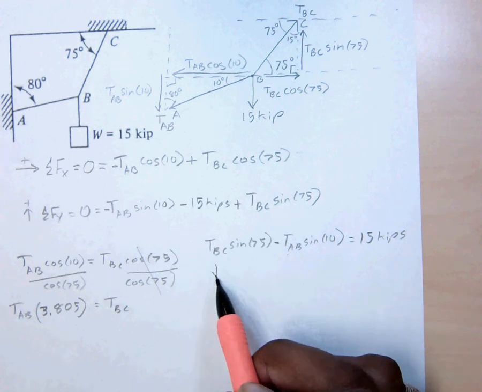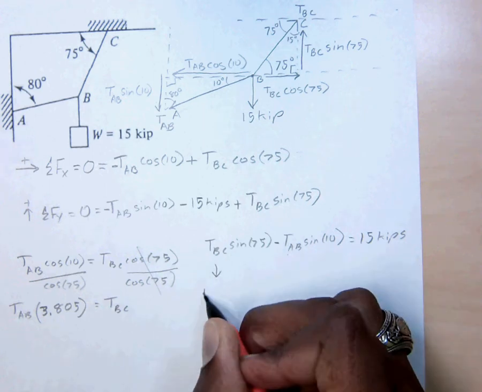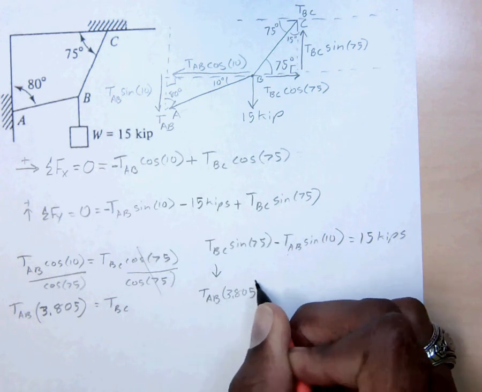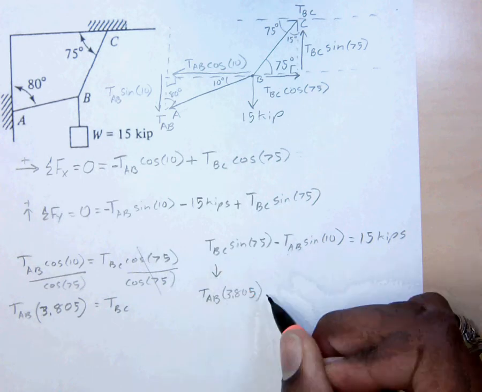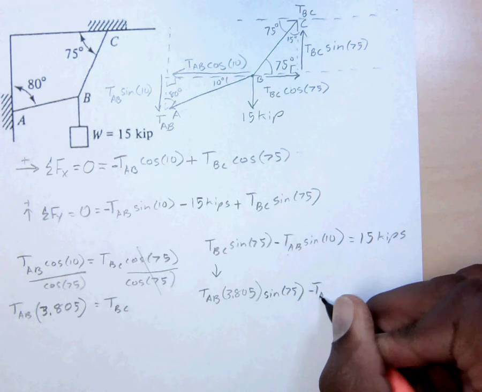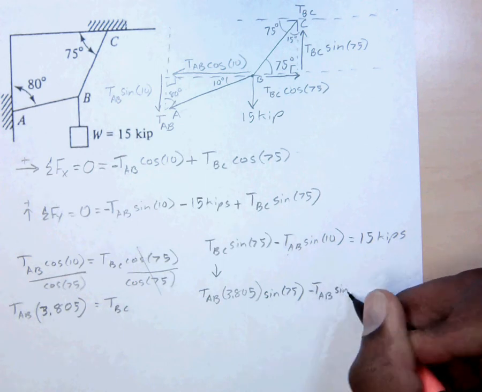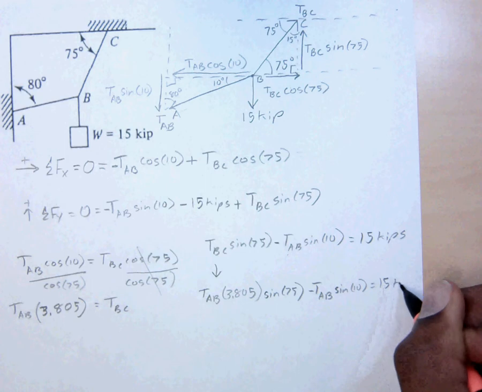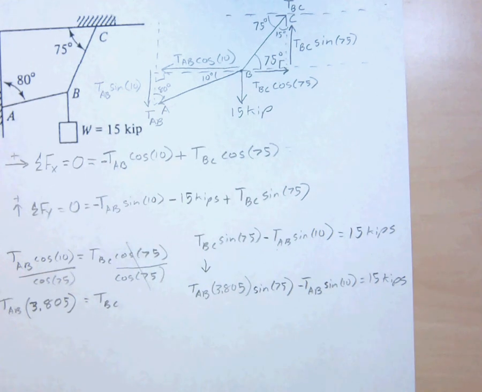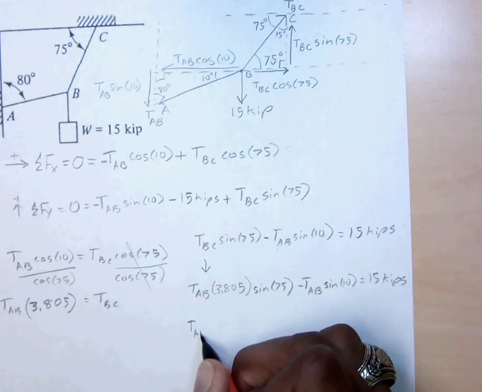So instead of putting the tension in BC, I'm going to put the tension in AB times 3.805. Now I still have to multiply by the sine of 75, and then subtract the tension in AB times the sine of 10, and now that's going to equal 15 kips. From here I can go ahead and multiply these two together.